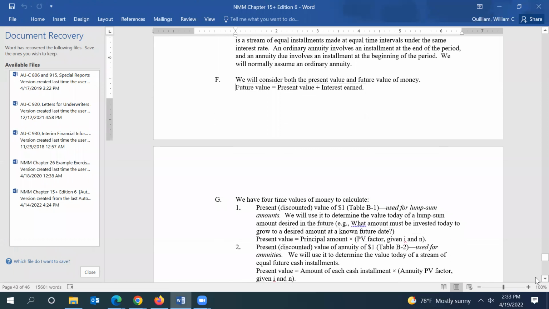Now in F, we'll consider both the present value and future value of money. So present value: how much is money worth right now? Okay, so $100 we're going to invest, that's present value. We invest it for 5 years. We earn interest over those 5 years. We add that interest onto it to get the future value. In other words, what's going to be in that bank account or that other investment at the end of 5 years.